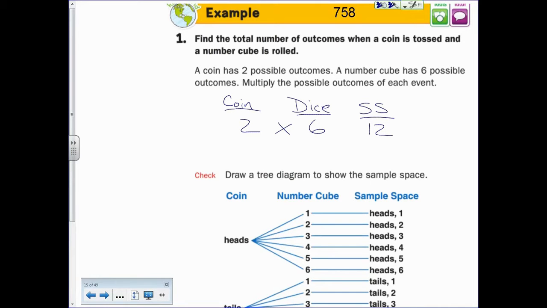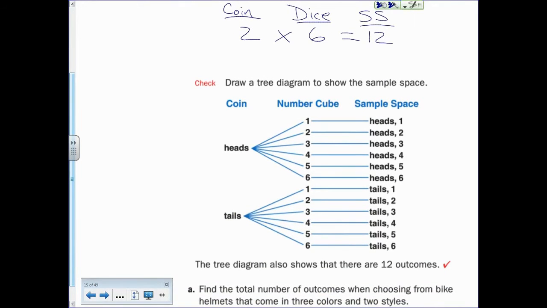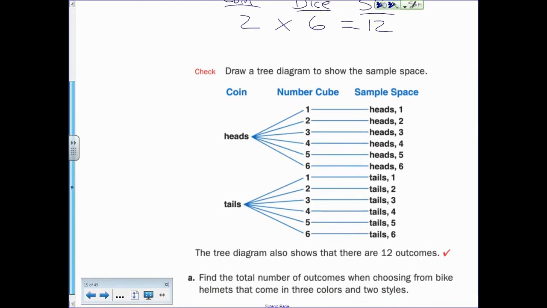And you can see below that if they made a tree diagram of this situation where heads is your first possible outcome, tails is your second possible outcome, and then you branch off to the numbers 1, 2, 3, 4, 5, and 6 from each one of those, then your sample space would have heads 1, heads 2, heads 3, heads 4, heads 5, heads 6, tails 1, tails 2, tails 3, tails 4, tails 5, and tails 6. That would be 12 different outcomes in the sample space.